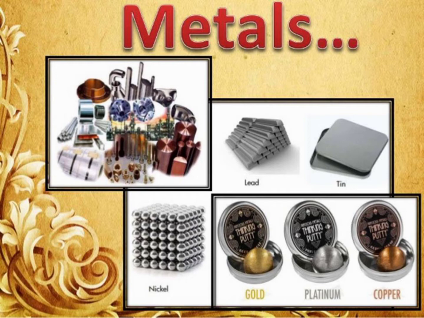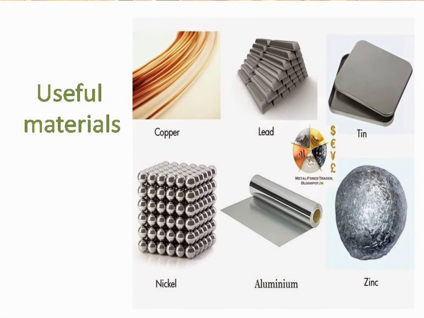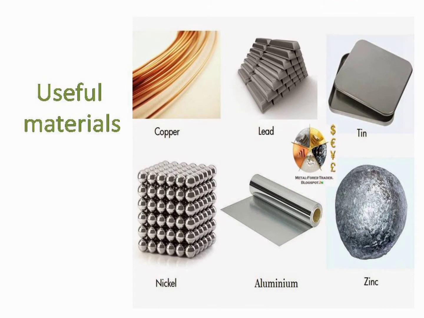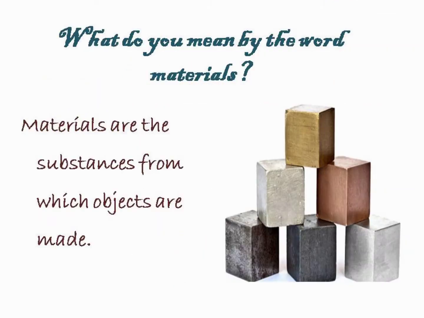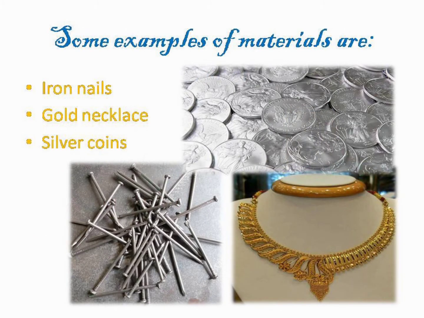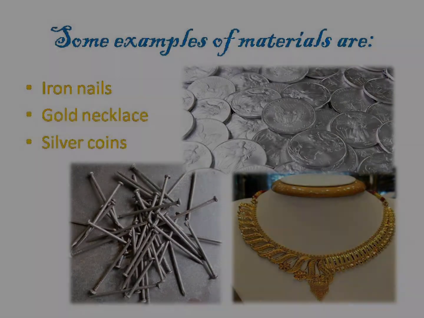You must have all heard the term metals quite often. They are very useful materials. Now, what do you mean by the word materials? Materials are the substances from which objects are made. For example, iron nails, gold necklace, silver coin, etc.